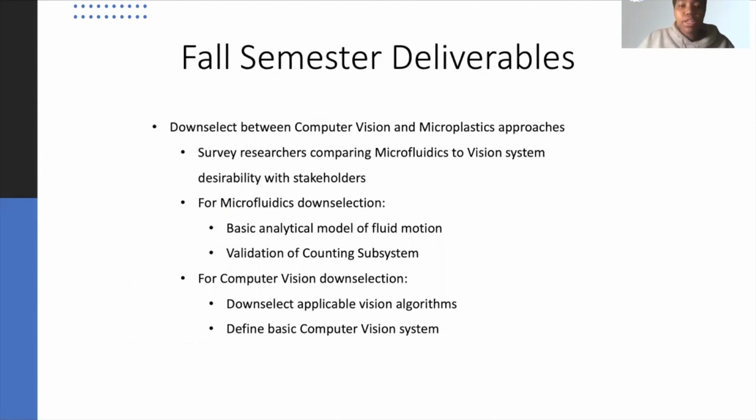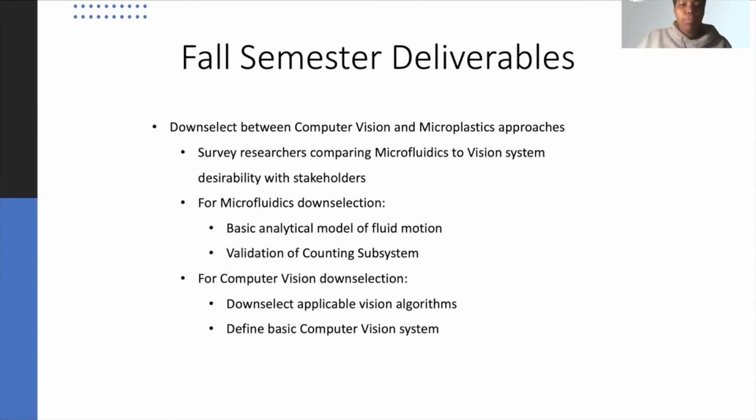And then looking at our fall semester deliverables, we've had to look at the idea of de-scoping the project. So now we're looking at computer vision alongside or instead of the microfluidics approach. So the next steps for us is to continue having conversations with our stakeholders, particularly surveying and comparing the microfluidics and the vision system and their desirability for that. And once we have that feedback, we'd be able to make a decision on whether to focus solely on microfluidics as we've done, or if we need to change and look into computer vision.